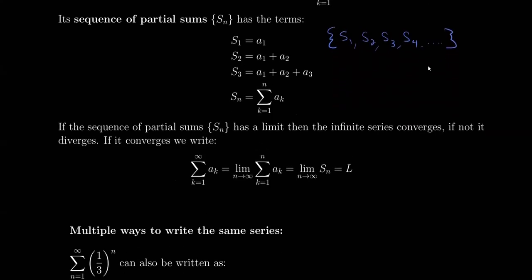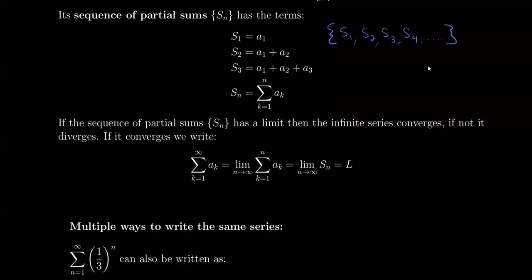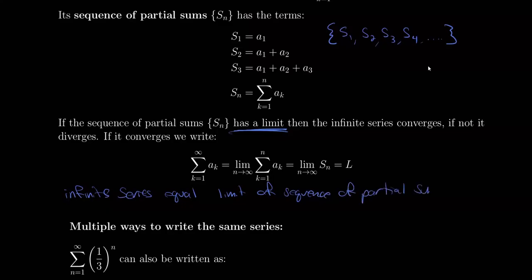And then in general, if the sequence of partial sums has a limit, and I should be more specific, has a finite value limit, it converges, then we say the infinite series converges. If not, we say the series diverges. So the best way to think about that is the infinite series is equal to the limit of the partial sums. That's what we're going to use a lot. The infinite series is equal to the limit of the sequence of partial sums.